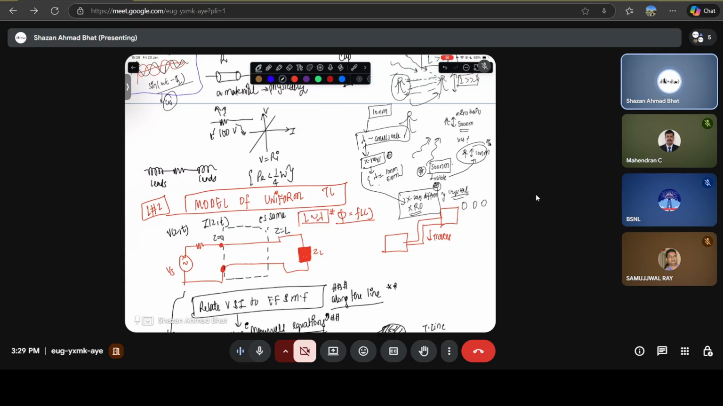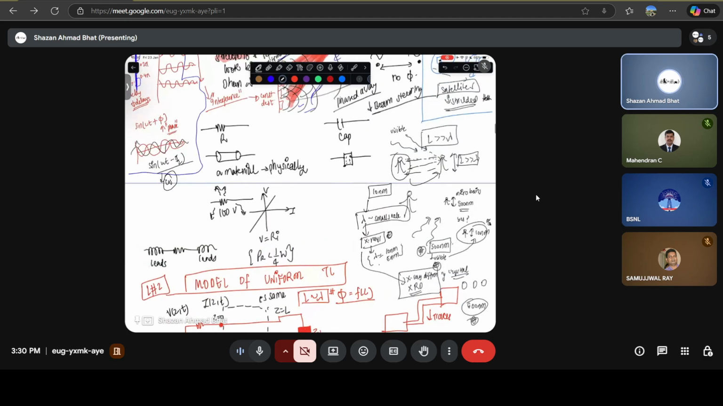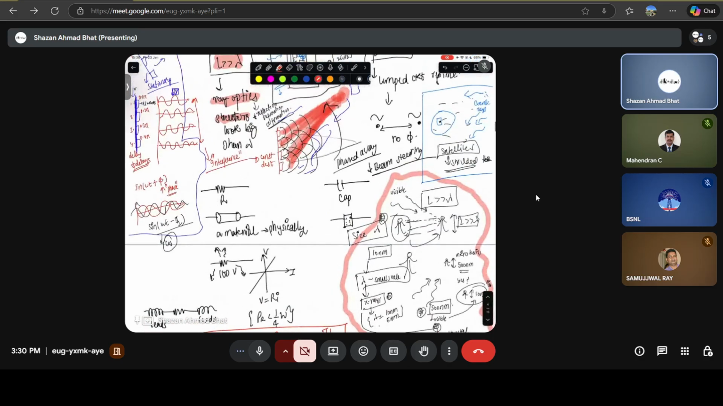You cannot view crystals with visible light. There is no way, because visible light is 500 nanometers. So the size of the system is essential. That's what I'm basically emphasizing here. It's always essential: what is the size of the system compared to the wavelength you are using to interact with that system?